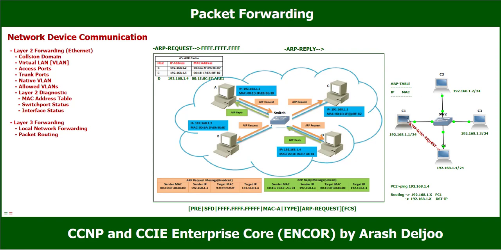Actually, when C1 understands after the local network forwarding that C4 is residing in its network, let me show you again, it should send the ARP request. The ARP request is a broadcast, and because of that, this ARP request should be flooded to all other systems inside this network.